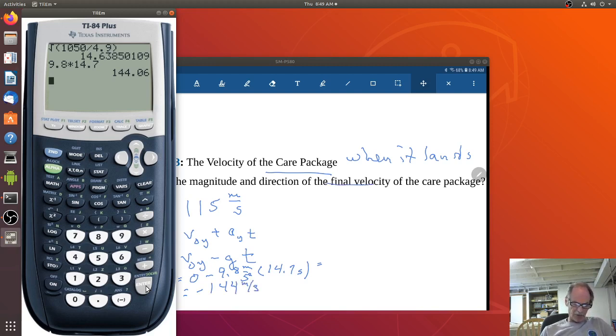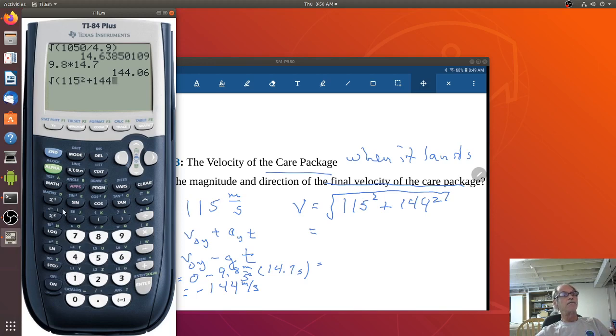So find the final velocity of the care package. The final speed, which is what they're talking about here, is the square root of the x component squared plus the y component squared. Notice I don't care about this negative sign here because I'm going to square it. And let's find out what that is. Square root of 115 squared, there's my x squared button, plus 144 squared. And I get that it's moving 184 meters per second.